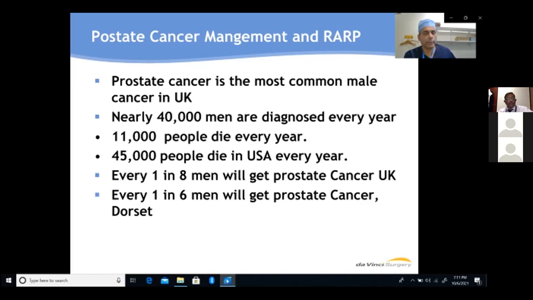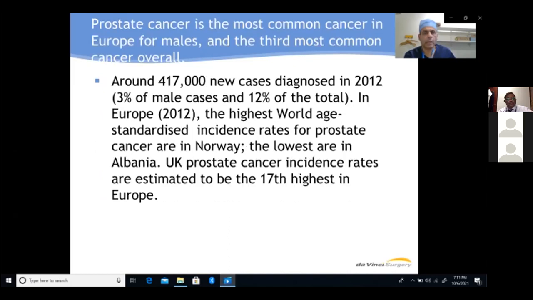While in Dorset, where my practice is based, 1 in 6 men will get prostate cancer. So maybe it's geographical or maybe it's the diet. We get some very good Dorset beef, a lot of cattle and grazing grounds here. Or a lot of elderly population in Dorset, people moving from London and other areas to live in the countryside. Again, in Europe, it is the most common cancer for males and the third most common cancer overall.